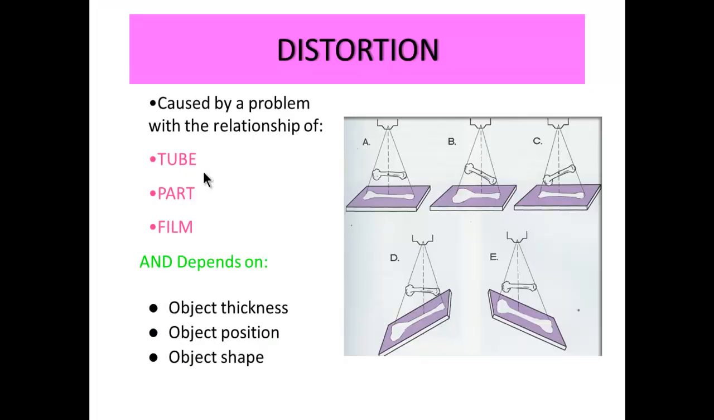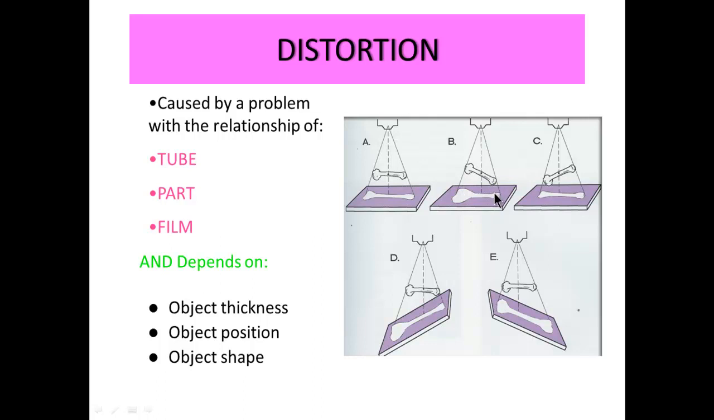Distortion is our last characteristic, and by distortion, we're talking about a change in either the shape or size of the object. This is caused because of the relationship between the tube, like we have in A, and the image receptor. If you'll notice these images, A through E, you'll see there's several different combinations where something is happening to the bone. Here, one side is being magnified while the other side is being minimized.